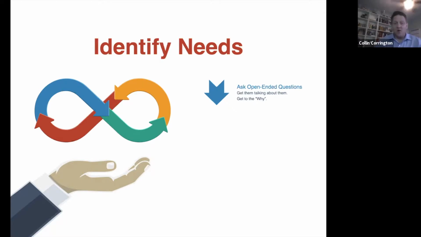Guys, that's a why. And you need to get that. So open-ended questions are going to be all about finding a way to arrive at the why they want something. If you can truly understand why somebody wants something, you're going to be able to help them with that need.